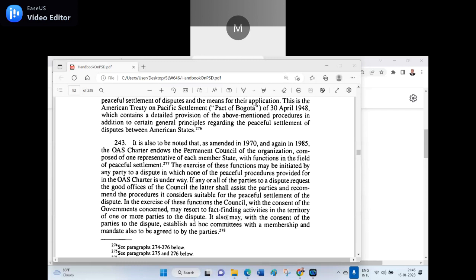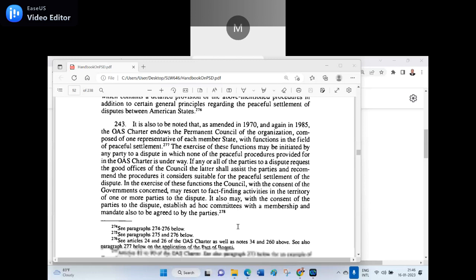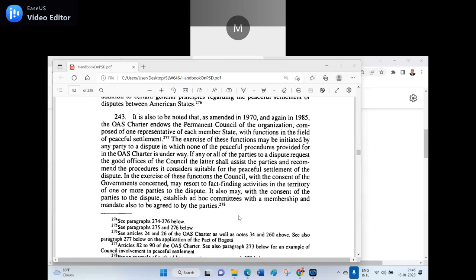Because the court will not go to the dispute place. A magistrate cannot go to the dispute place. A commissioner will go, because the magistrate appoints the commissioner, who acts as a judge, goes to a particular place and makes the reports. It also may be, with the consent of the parties to the dispute, that ad hoc committees are established, with the membership and mandate also to be agreed by the parties.